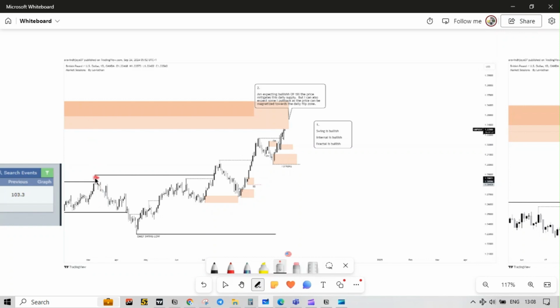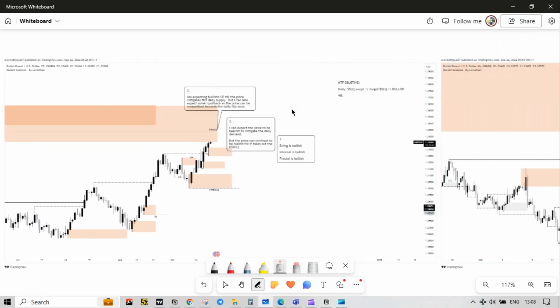Coming into the daily structure, the swing structure is bullish, internal is also bullish, and the fractal is also bullish. So all three structures are aligned bullish. Let's zoom in to see what the daily has for me. Price has swept this liquidity and then made a strong push up, which means this is a very good daily POI from which the price can tap in and then push further up, if it wants, to take out the daily buy side liquidity right here.